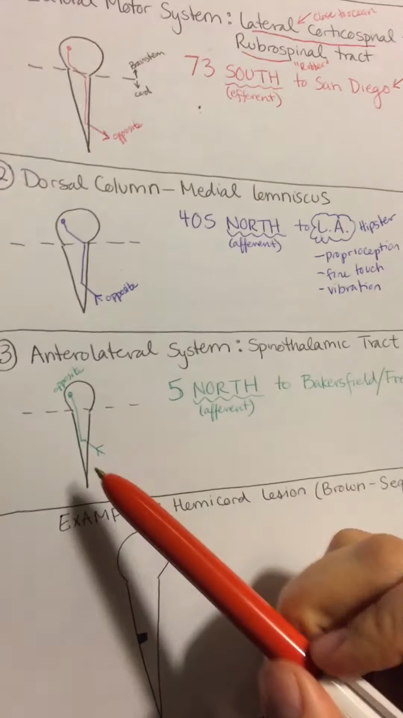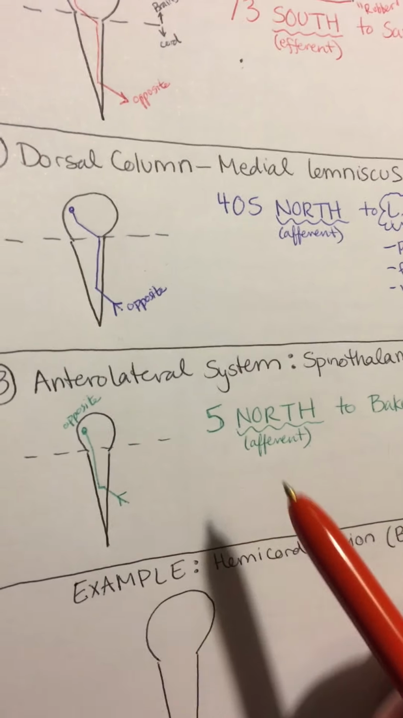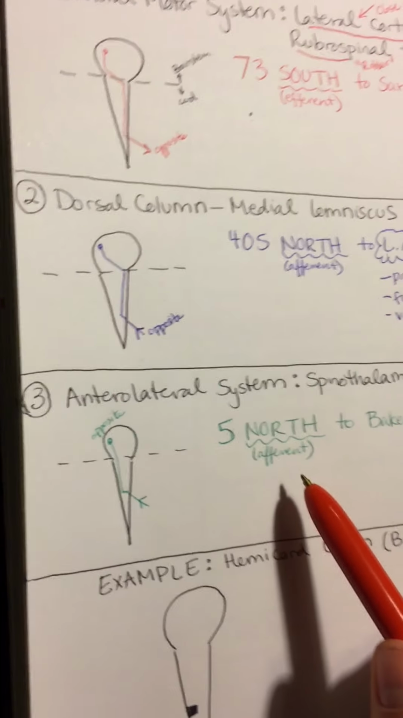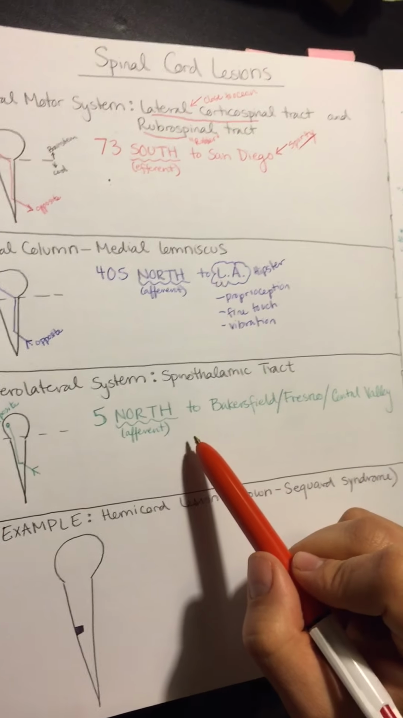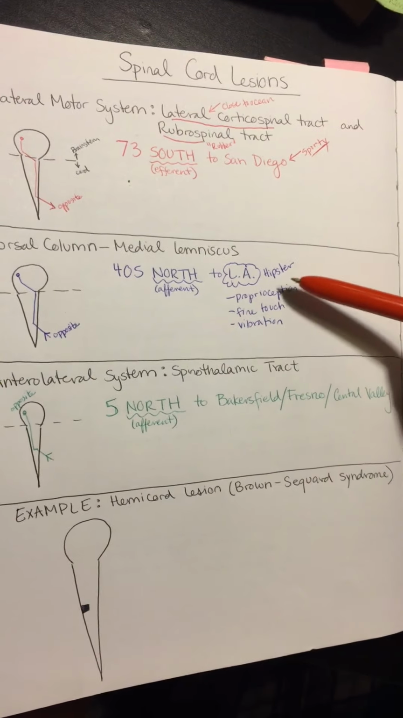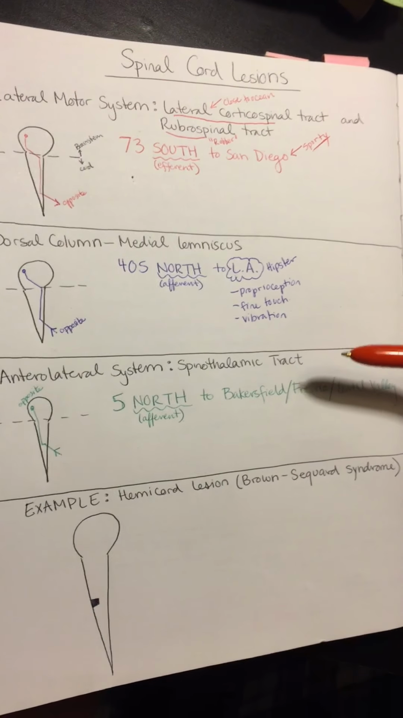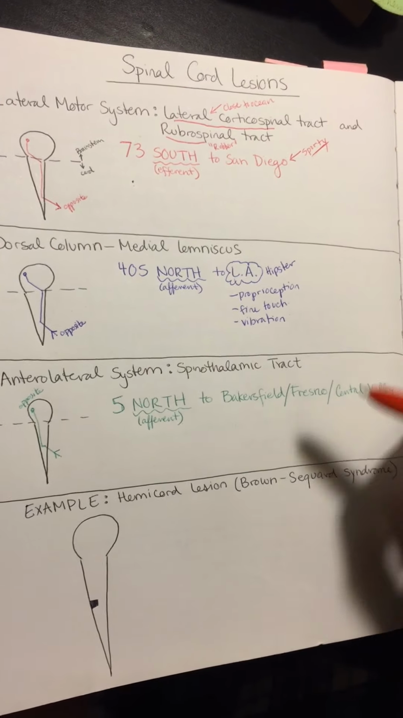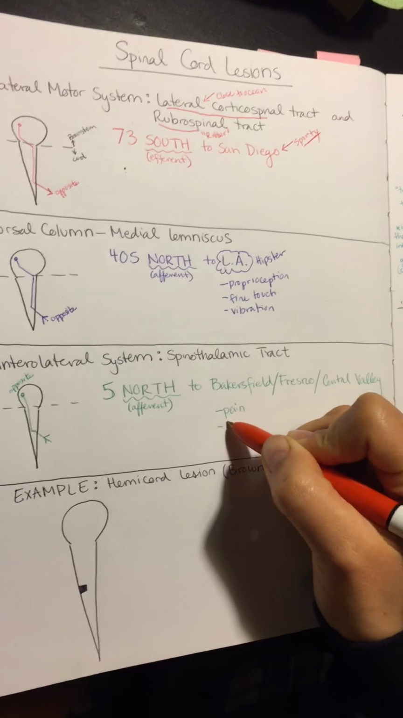So make sure that you note that the decussation point of this anterolateral system is different. The next thing that we care about is what kind of sensory fibers this tract is carrying. We said that the dorsal columns had proprioception, fine touch, and vibration. This spinothalamic tract carries pain and temperature.